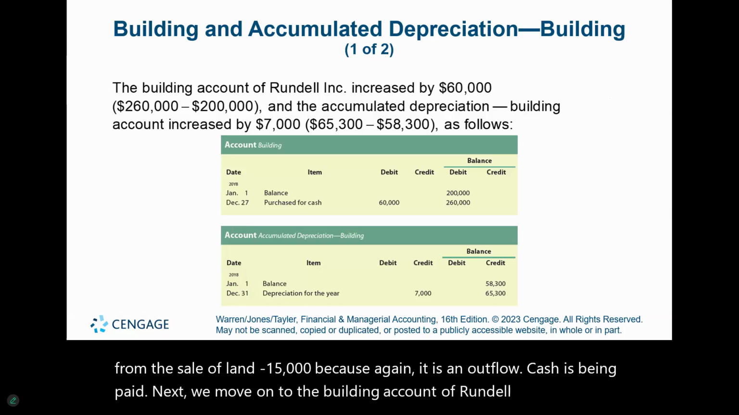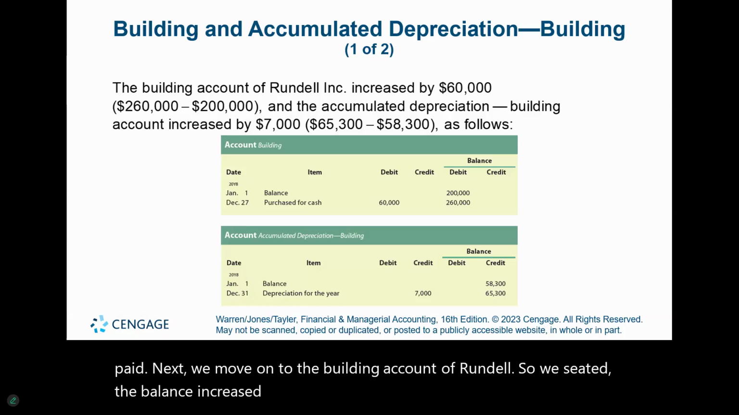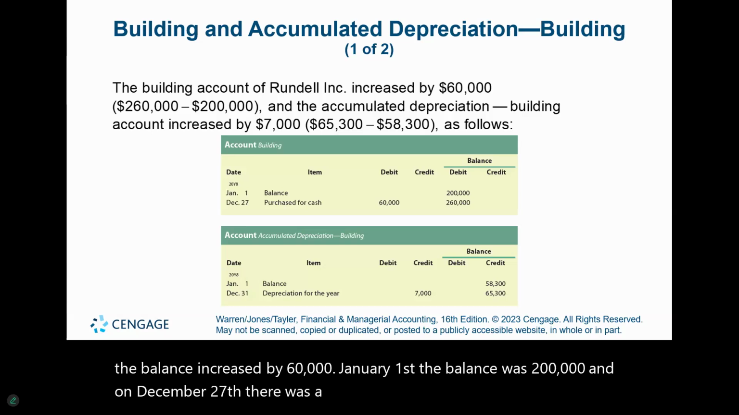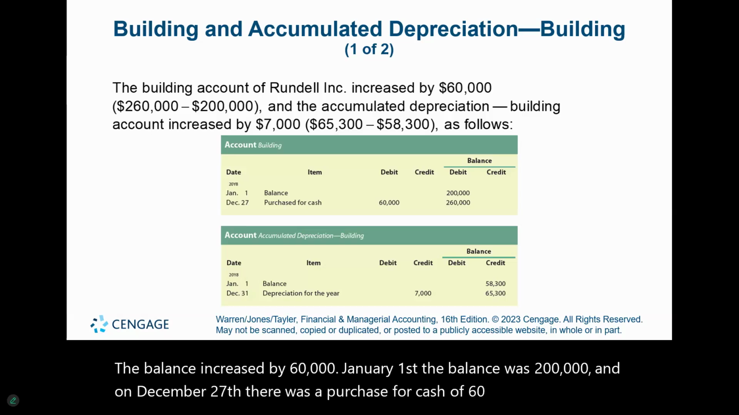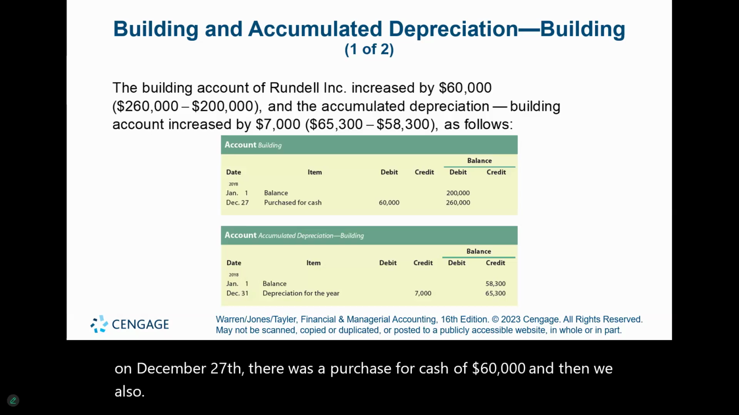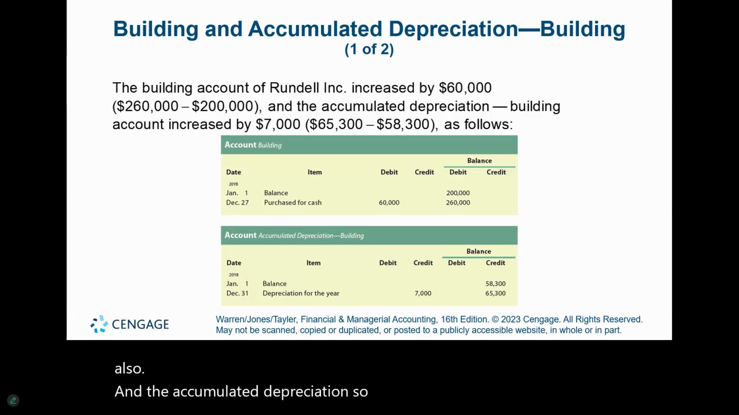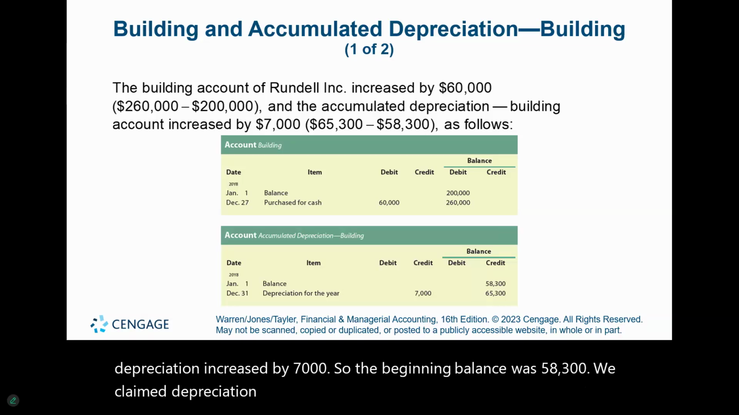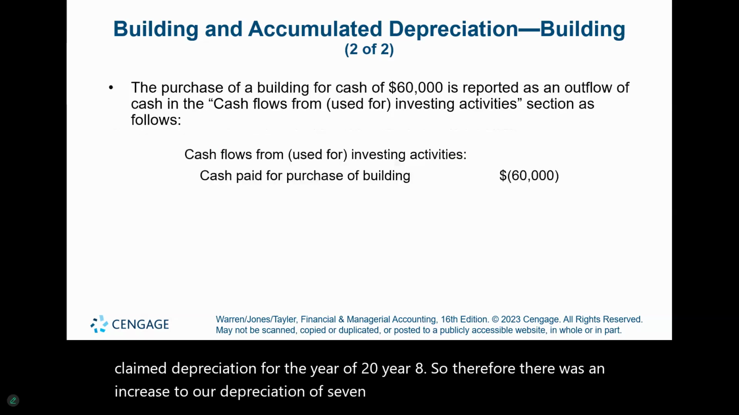So we see that the balance increased by 60,000. January 1st, the balance was 200,000, and on December 27th, there was a purchase for cash of $60,000. And then we also factor in the accumulated depreciation. So we see the building account, the depreciation increased by 7,000. So the beginning balance was 58,300. We claimed depreciation for the year of 20-year 8. So therefore, there was an increase to our depreciation of $7,000.